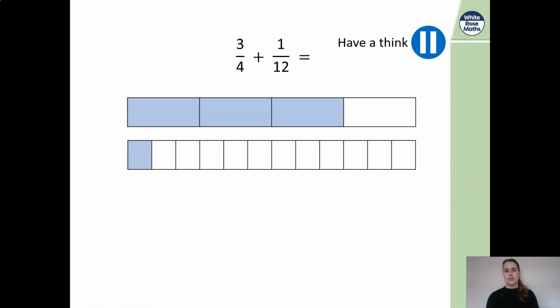So now have a go and do this one on your own. Okay, well, if we block this one up on here, so they're now all in 12ths.